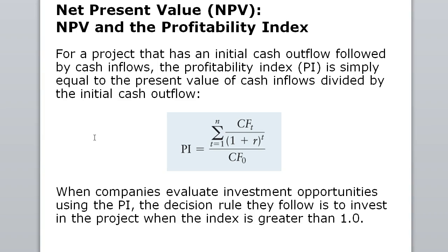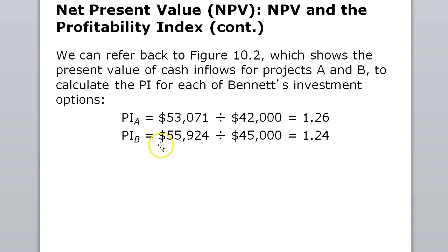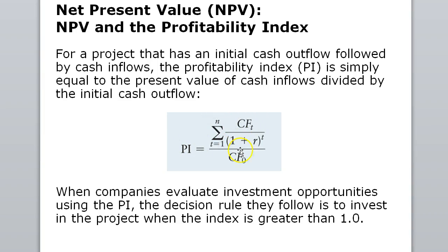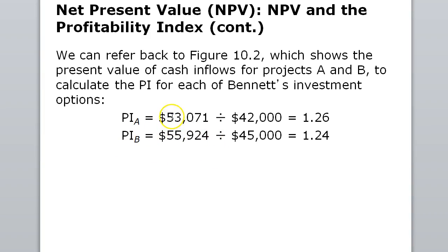And basically what we want is the profitability index is simply equal to the present value of the cash flows divided by the initial cash outflow. When companies evaluate investment opportunities using the profitability index, the decision rule is to invest when the index is greater than 1. So, for example, here's the formula for net present value, but then you divide it by the cash flow. That actually creates a profitability index. So in problem 1, 53,000 divided by 42 gives us a 1.26, and 55 divided by 45 gives us a 1.24. So what does this mean here?